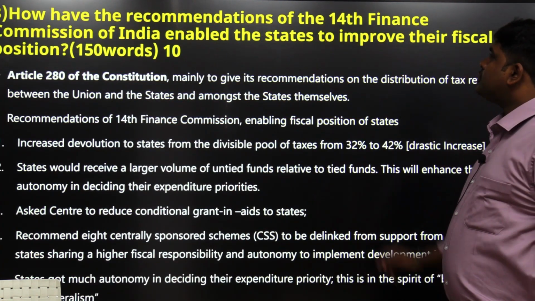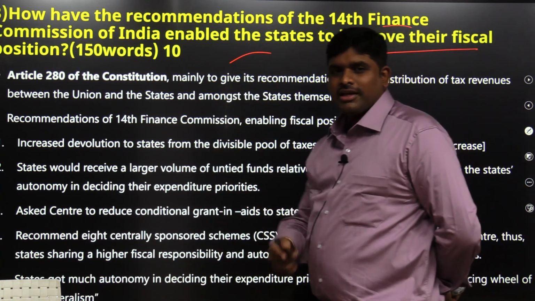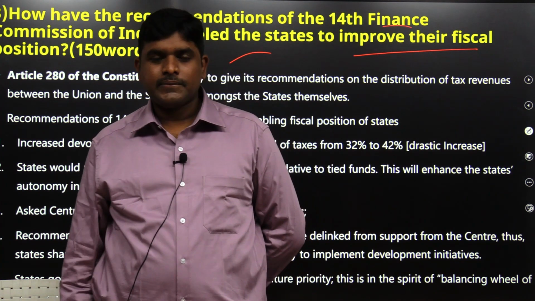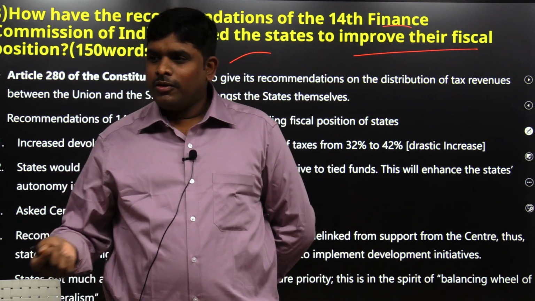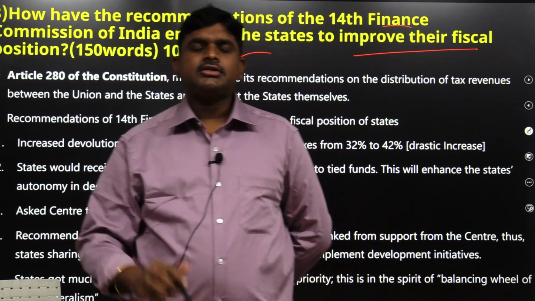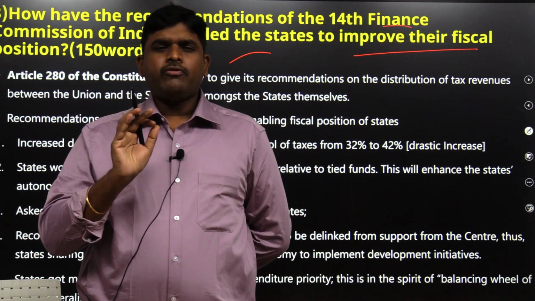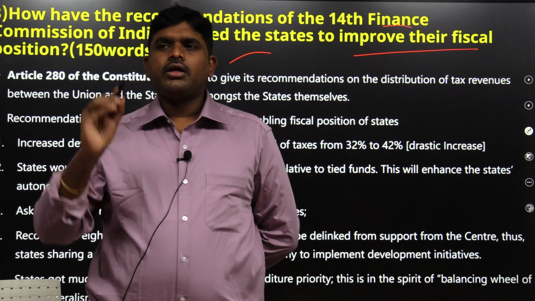How have the recommendations of the 14th Finance Commission of India enabled the states to improve their fiscal position? Last class we discussed 32% to 42%, vertical devolution. How do we have to write the answer? In such types of questions, some facts are important. They will add value to your answer.